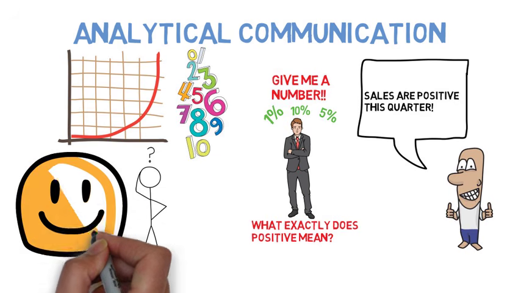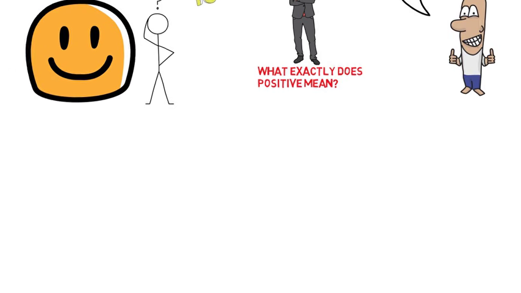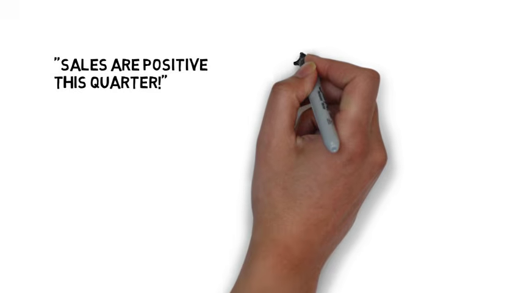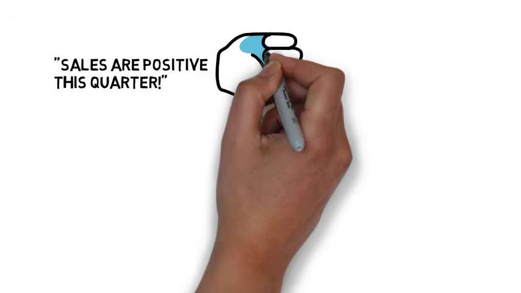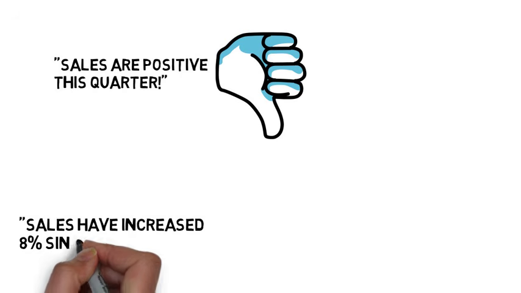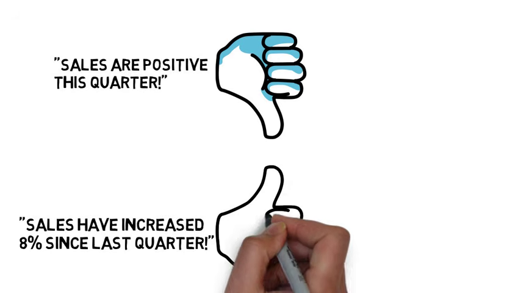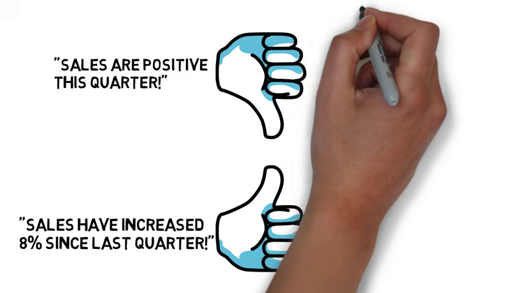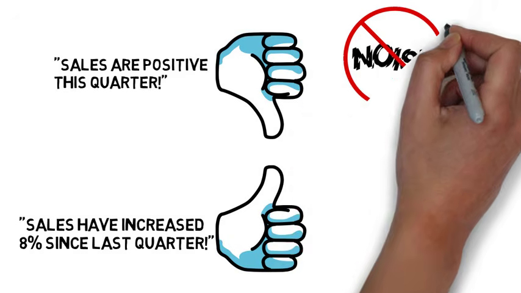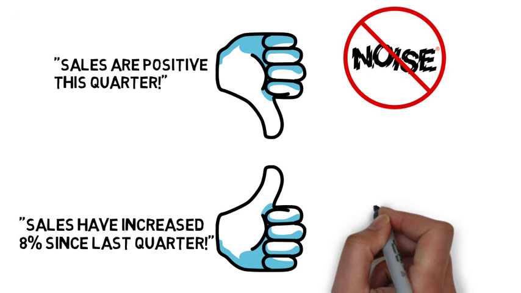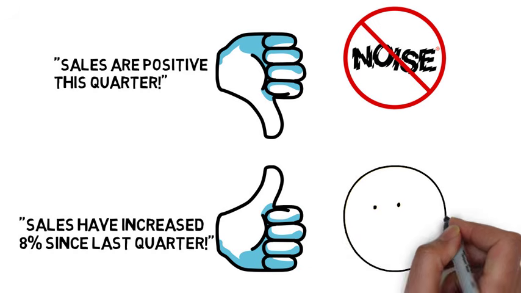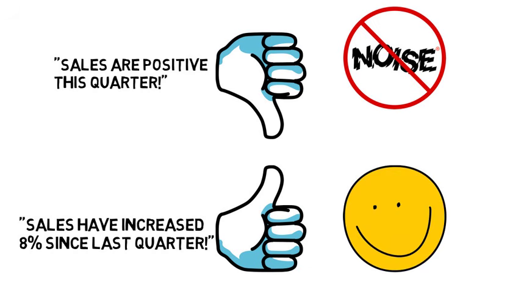Simple. Phrase your thought in a way that best resonates with them. Instead of saying, "Hey, sales are positive this quarter," say something like, "Our sales figures have seen an 8% increase over the last quarter." Not only will that capture their attention, but it'll also cut out all that internal noise they experienced when asking themselves, "Hey, what does positive mean?" in that previous example. And as a result, they're much more likely to hear and remember whatever it is you say next.